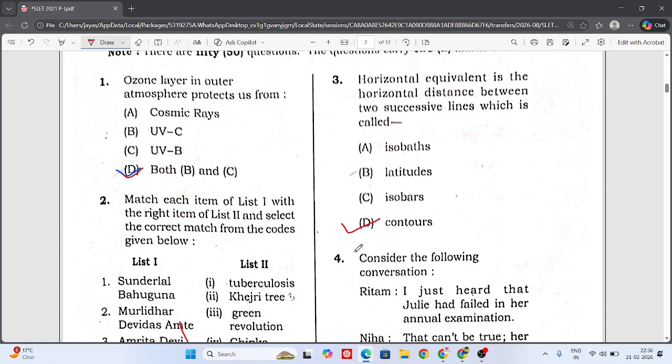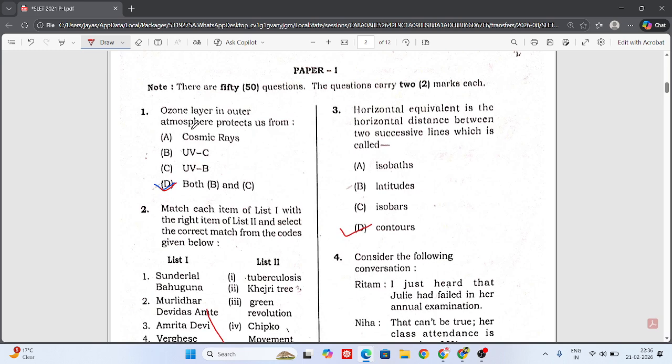Here the first question is, the ozone layer in the outer atmosphere protects us from cosmic rays, UVC, UVB, or both B and C. So the correct answer will be both B and C. It protects us from both UVC and UVB. So you have to write this one.